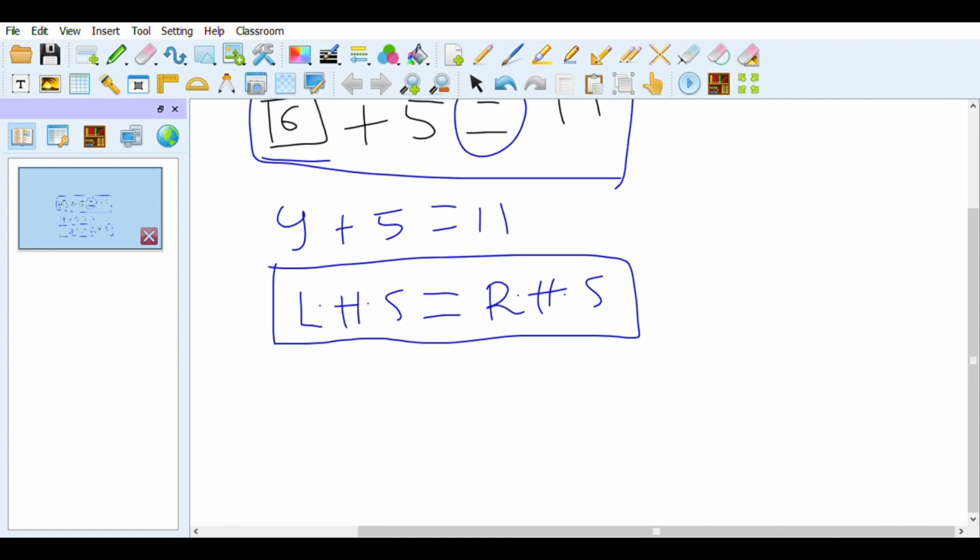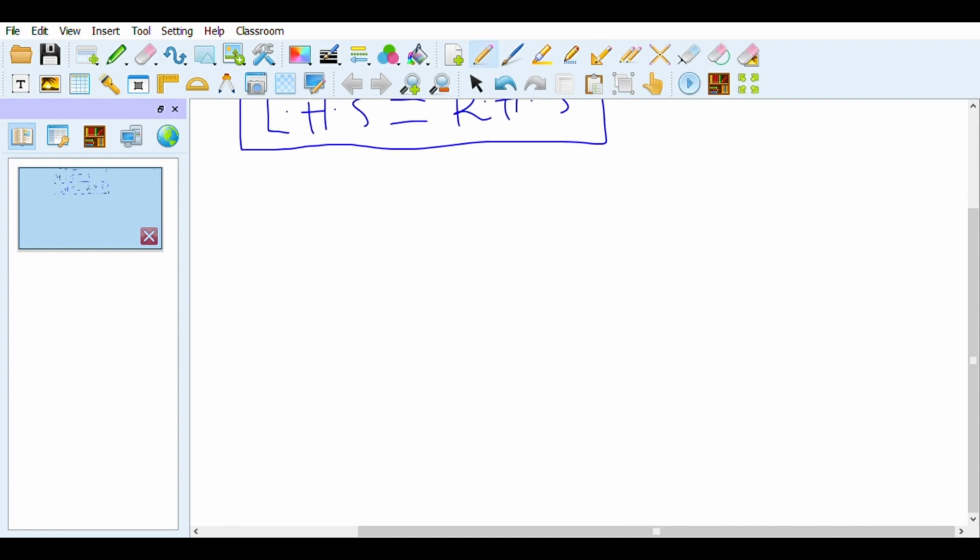Okay, so let's go back to our initial example where we had a box plus 5 is equal to 11. This is very simple to solve. You can just reason and say, what will I add to 5 to give me 11? However, when we begin to solve more complicated examples, more difficult examples, we need to develop a method for finding whatever is supposed to be in the box.